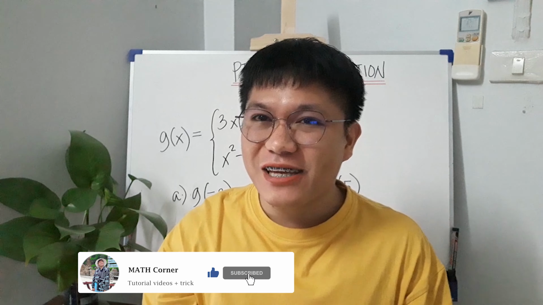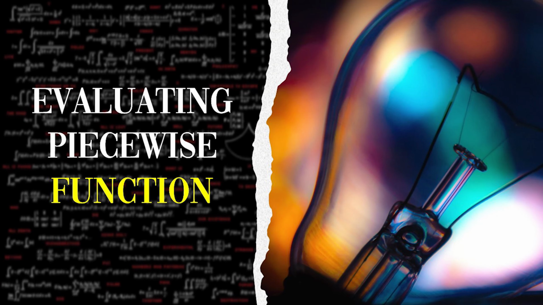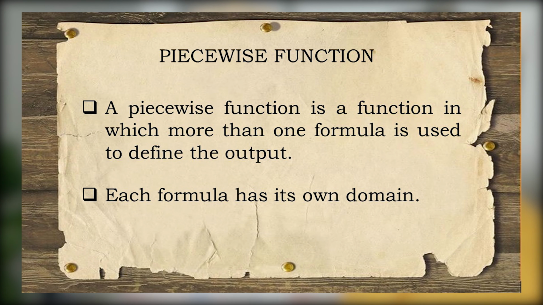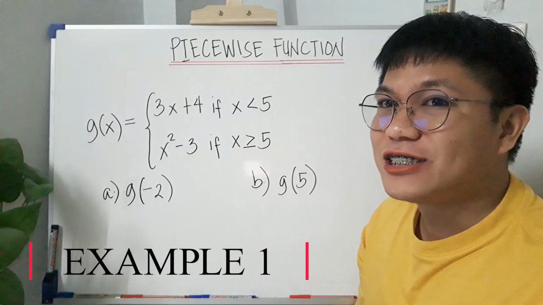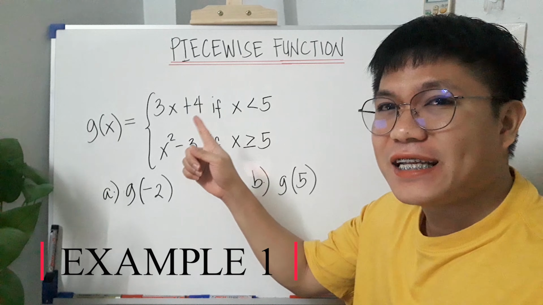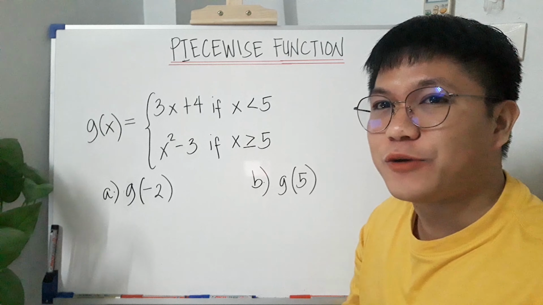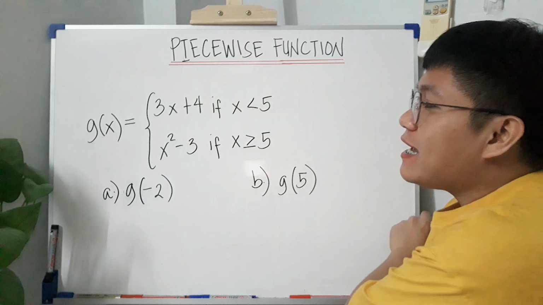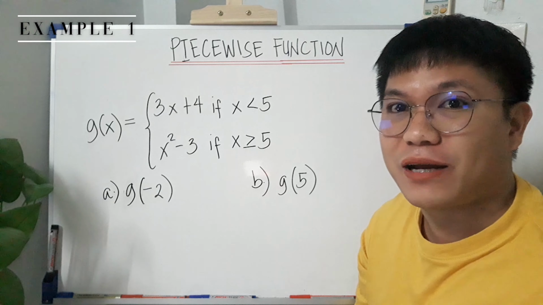For today's video, I'm going to teach you how to evaluate a piecewise function. A piecewise function is a function in which more than one formula is used to define the output. Each formula has its own domain. For example, given our function g of x, which is defined by two formulas, the first formula is 3x plus 4, and the second formula is x squared minus 3.